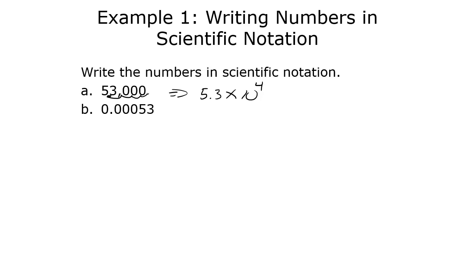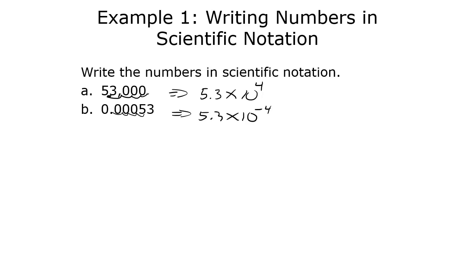Same thing with here. We've got to move it 1, 2, 3, 4 times. So it's 5.3 times 10, but this one's to the negative 4. The reason why the first is a positive 4, even though we were moving the decimal in the negative direction, is the idea that to get this number back to where it was, we've got to go from 5.3, 4 stops in the positive direction. Same thing here. To get from 5.3 back to where it was, we're going 4 jumps in the negative direction.